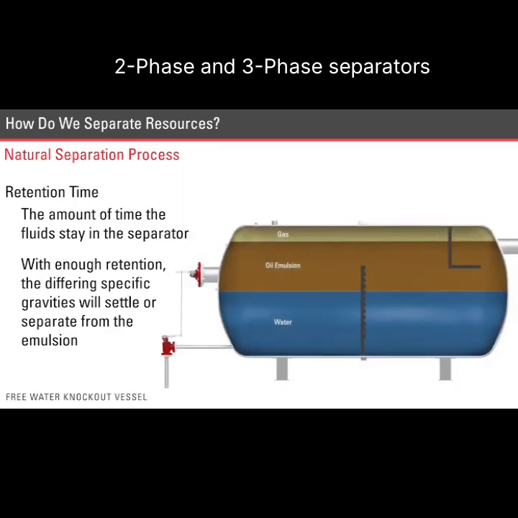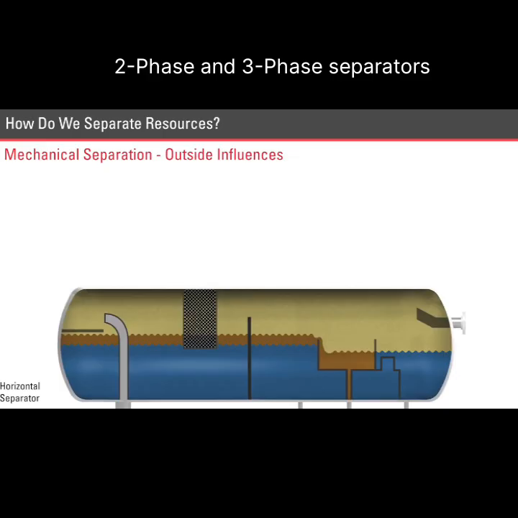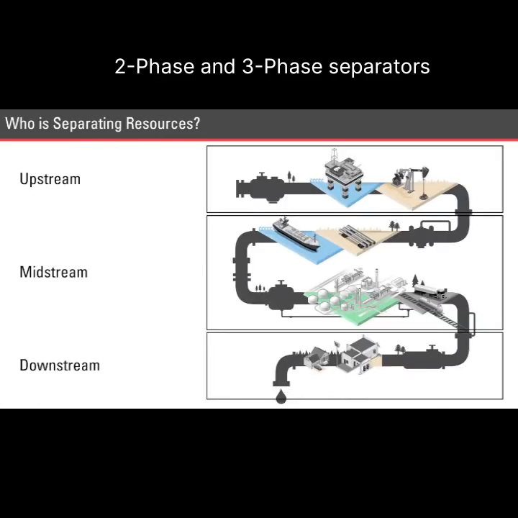You can see in this example, over time the fluids separate as they move from the inlet side to the outlet. Some other outside influences that are needed to achieve separation are mechanical devices such as diverter plates, wave breakers, mist extractors, and weirs. All three sectors of the energy industry incorporate separation in their processes.